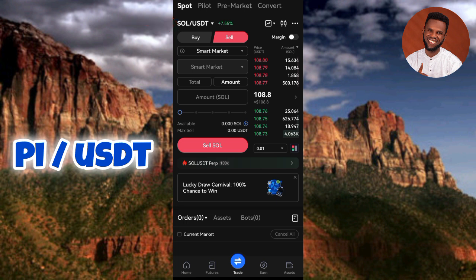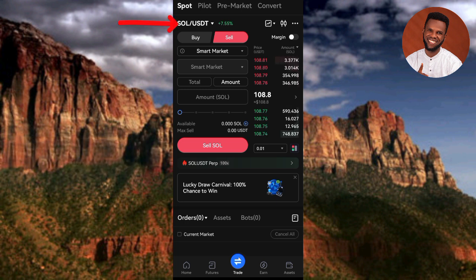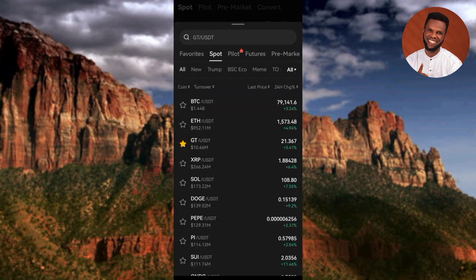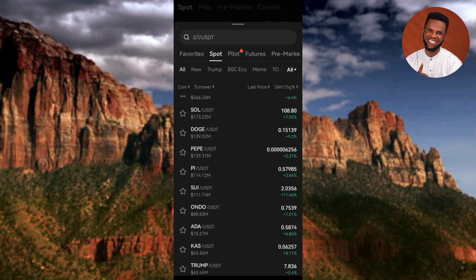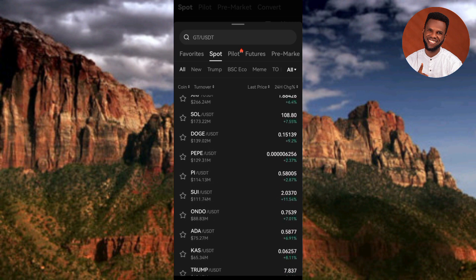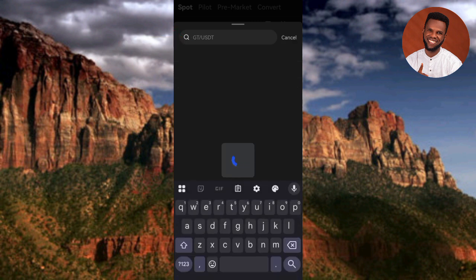So what I'm going to do now is to change that cryptocurrency pair to Pi coin. So let me tap on it right away. Then the next step you have to take now is to scroll through this cryptocurrency pair and look for Pi/USDT. You can see it right there, Pi/USDT. But in case you can't find it there, you can use the search icon at the top. Let me tap on the search icon. Then what you can do is type in Pi.